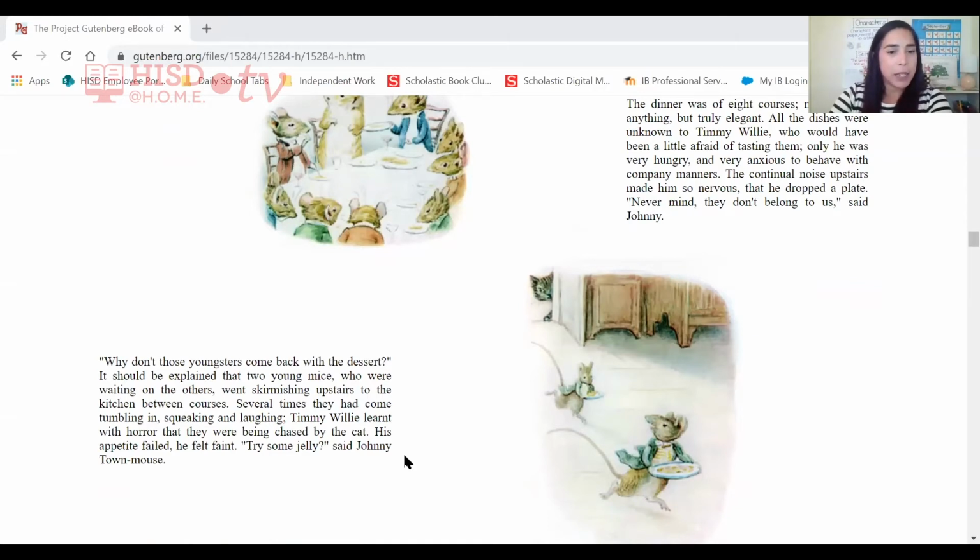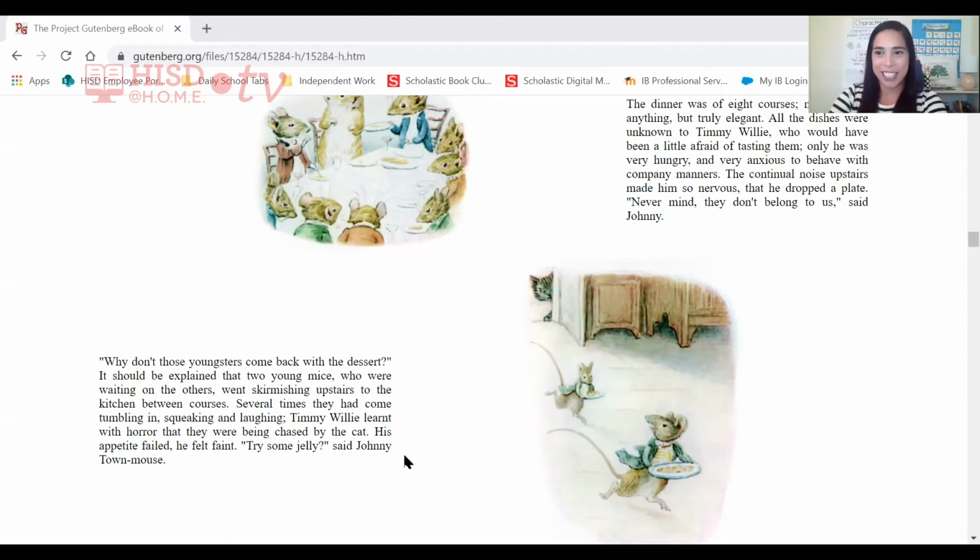It should be explained that two young mice who were waiting on the others went skirmishing upstairs to the kitchen between courses. Several times they had come tumbling in, squeaking and laughing. Timmy Willy learnt with horror that they were being chased by the cat. His appetite failed, and he felt faint. Try some jelly, said Johnny Town Mouse.